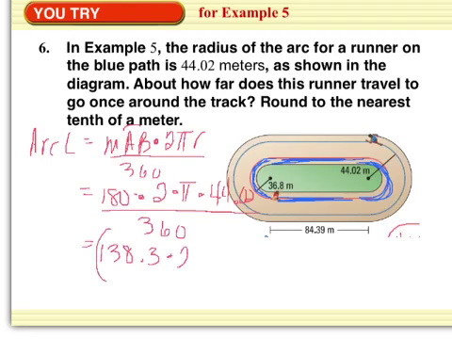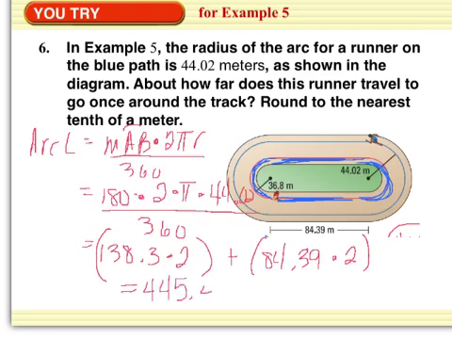I'm going to do this a little bit differently. Plus the straight lengths. Okay, so multiply this by 2. Add the straight lengths. And I got 445.4 meters. That's quite a bit more for that poor person running along the outside of the track. Yeah, that's the right answer.